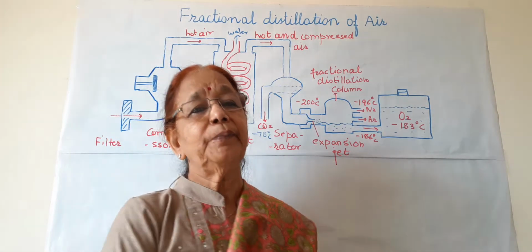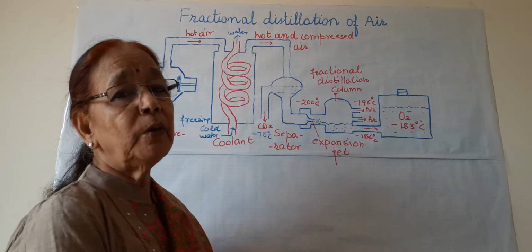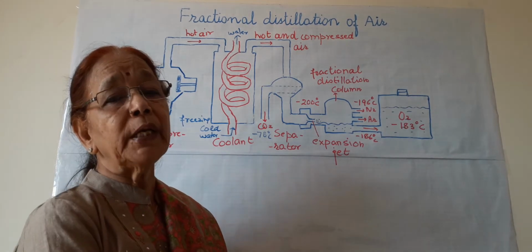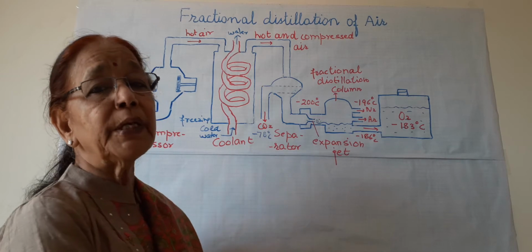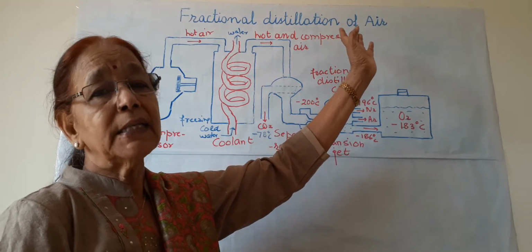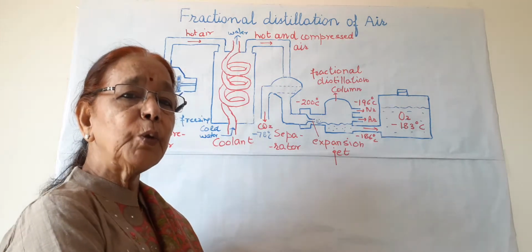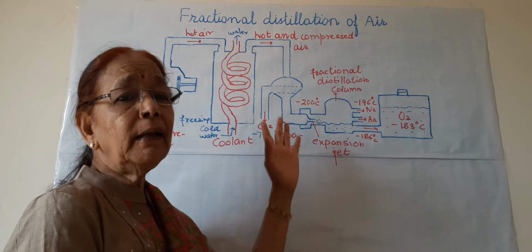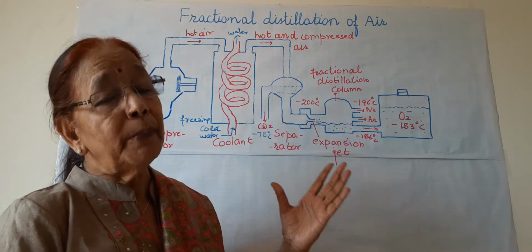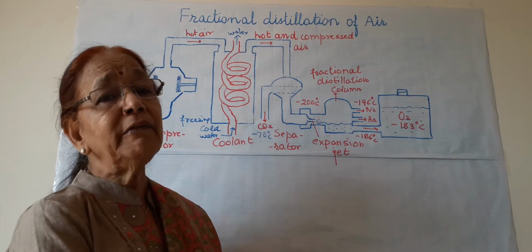Hello students. So this is the next video, and in this video we will learn how to separate different components of air. And this separation of different components of air we will do by fractional distillation. We have learnt about distillation and fractional distillation both, and the components of the air are separated by fractional distillation. Why? Because the boiling points of the different components differ by less than 25 K.